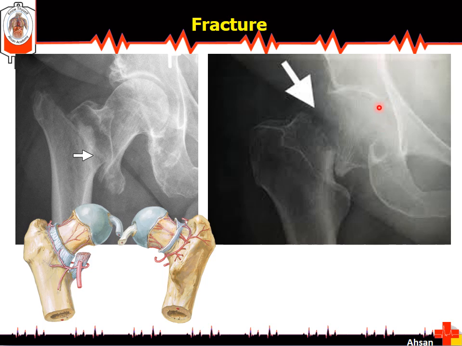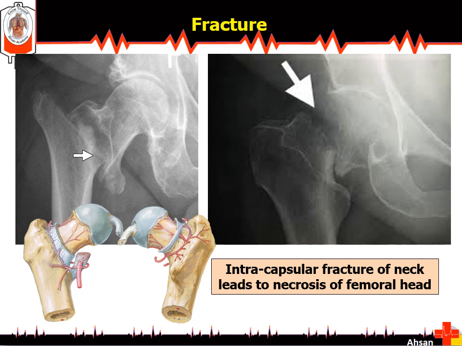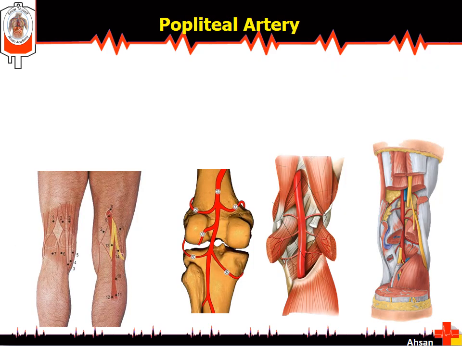Only a small part close to the fovea will be spared because that part is supplied by the branch of the obturator artery, and that is passing to the head of the femur through the ligamentum teres femoris, or that ligament is also known as the ligament of the head of the femur. So only that part remains intact. You can see this is the ligament and a small section of the artery is visible here. This part is known as the fovea. So intracapsular fracture of the neck leads to necrosis of the femur head.